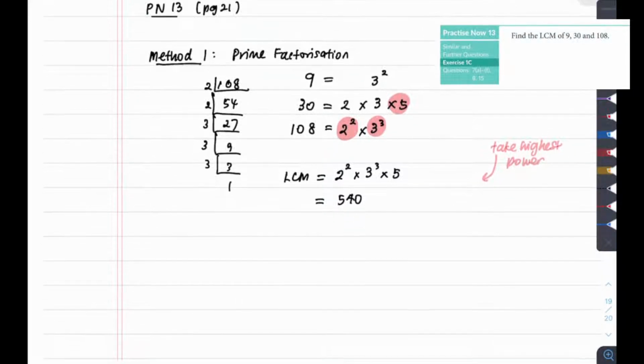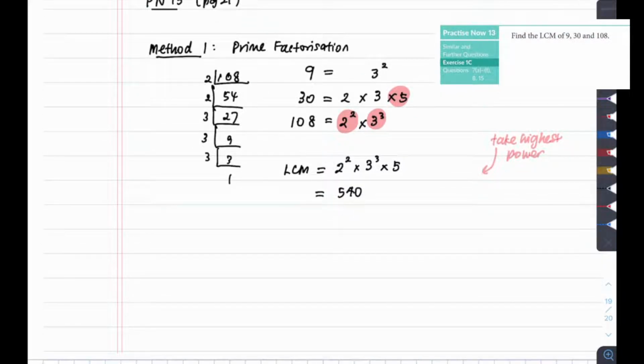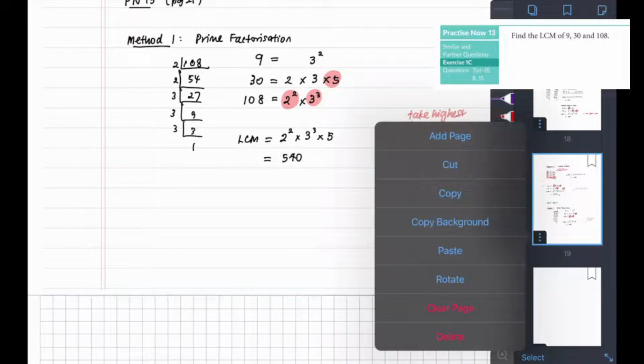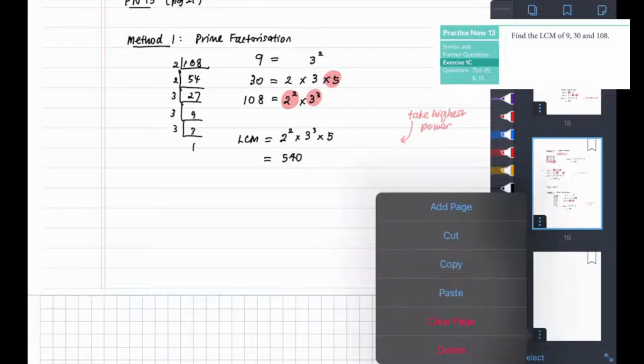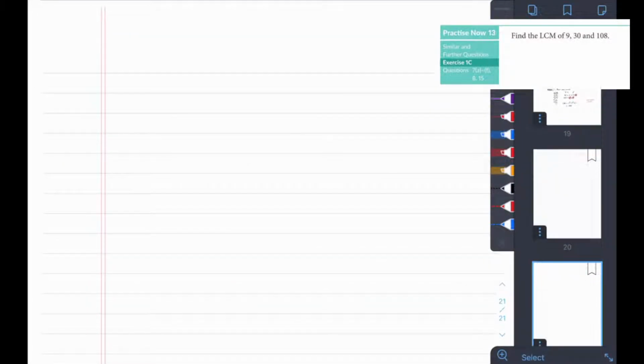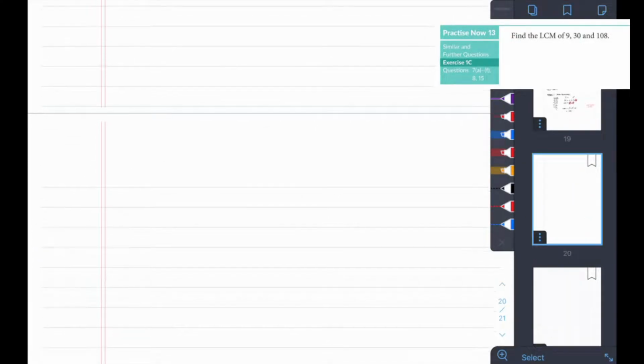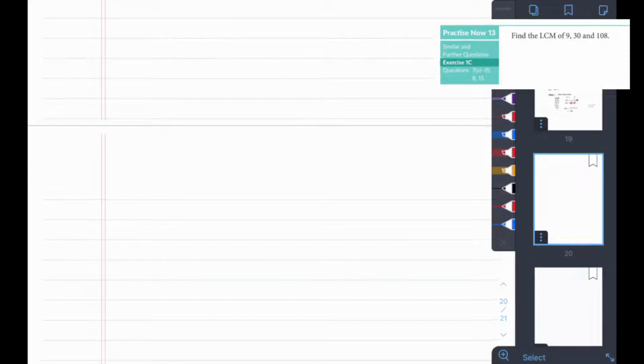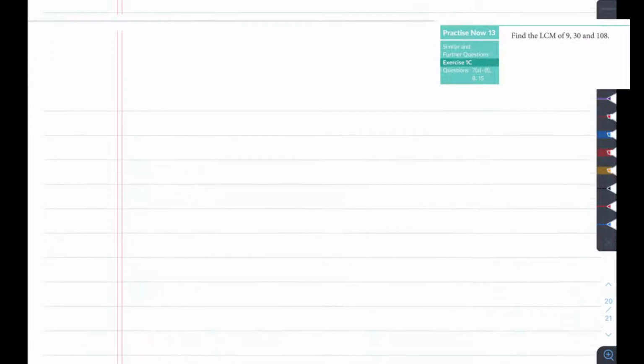Okay, now let's explore method 2. Okay, apologies. Now let's explore method 2. Okay, so method 2 will be looking at the ladder method.